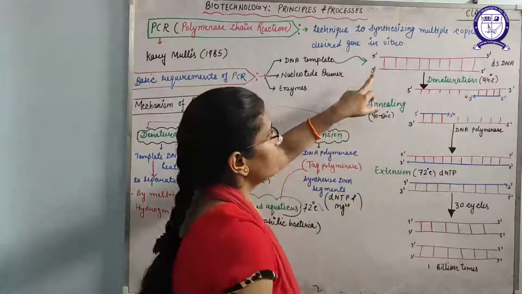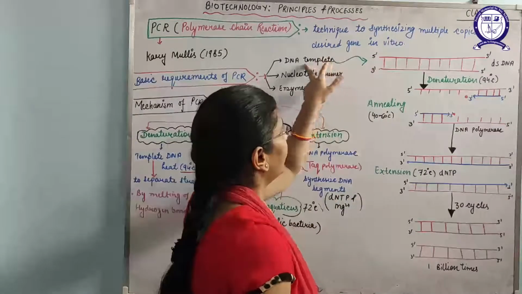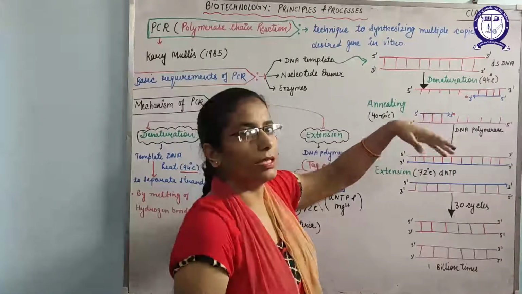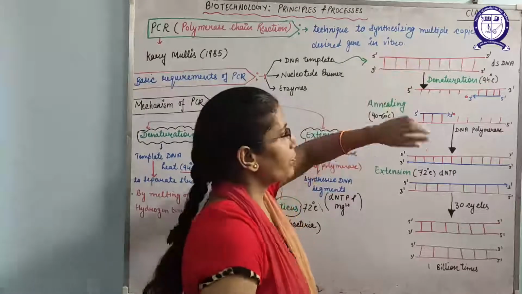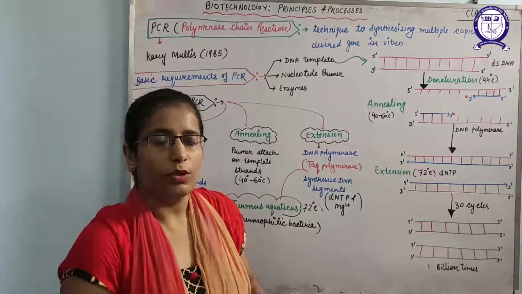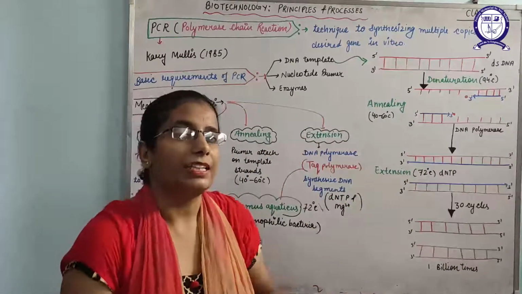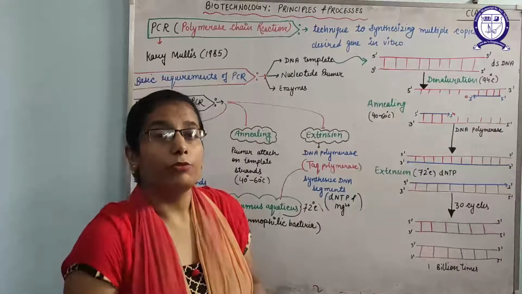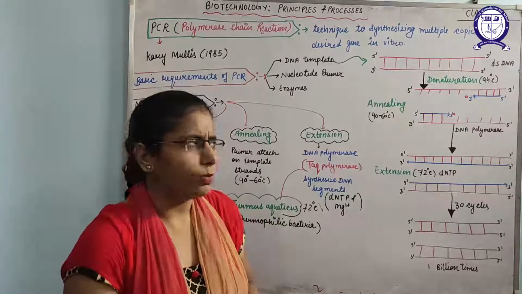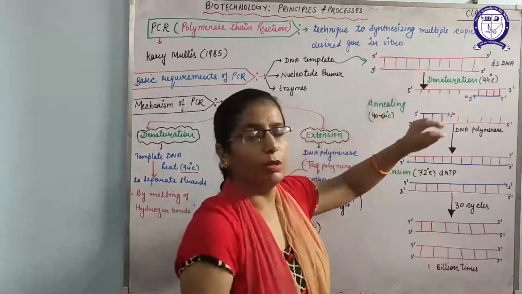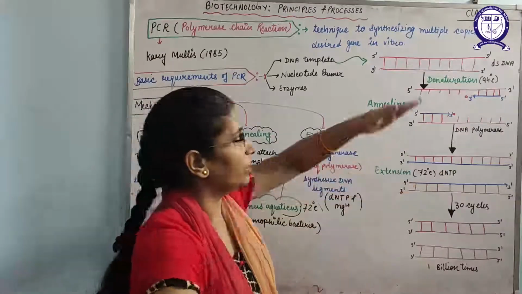Suppose this is a double-stranded DNA template that we have taken, and we want to make multiple copies of this part only. So what would happen? First step is denaturation. Denaturation is the step where we provide high temperature, like 94 degrees Celsius, or heat. Why do we require high temperature at this time? Because at high temperature, the hydrogen bonds between the DNA strands will melt and these DNA strands will separate.